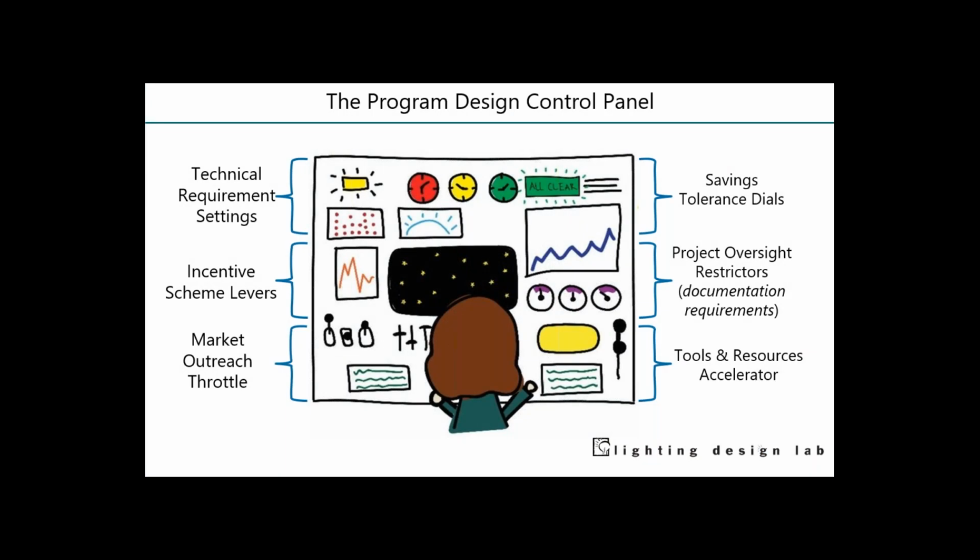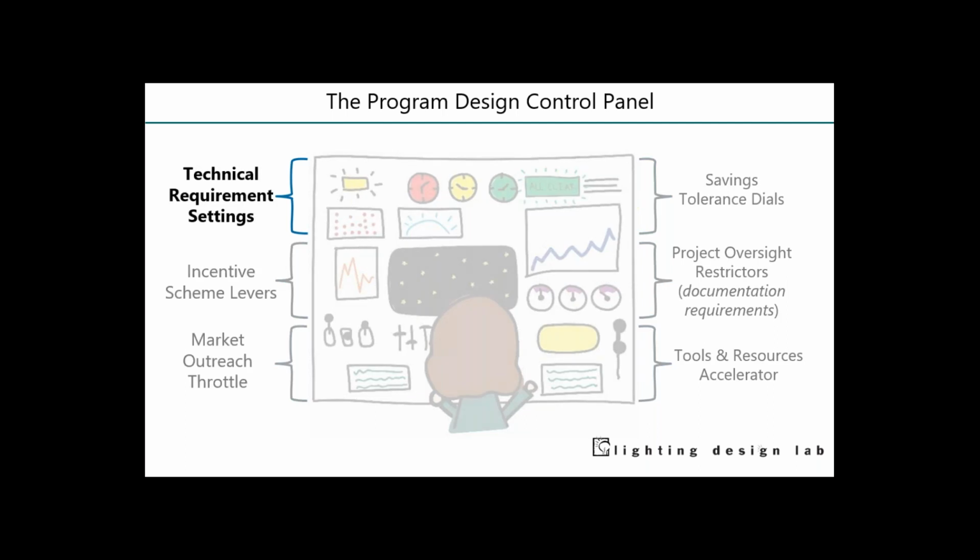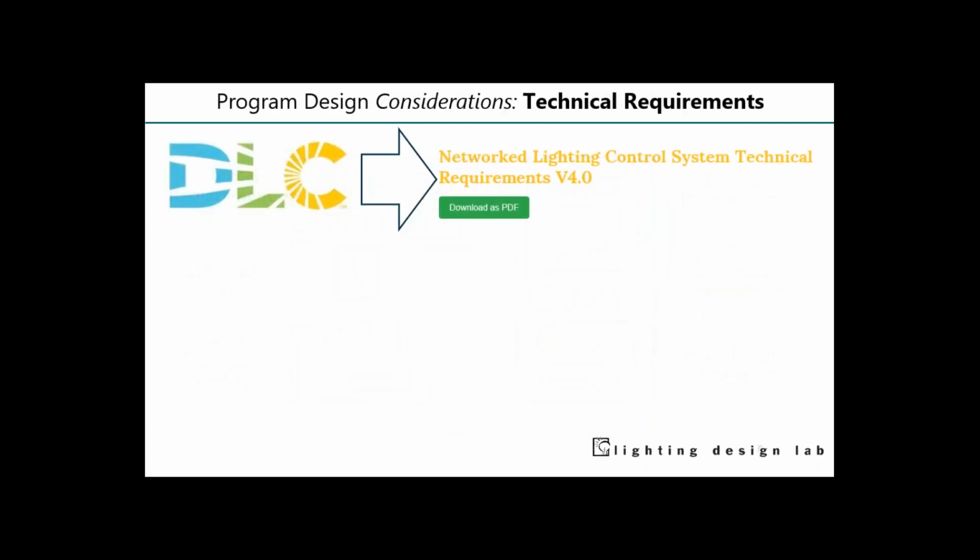So I'm a little bit behind, so I'm going to keep moving forward here. We're shifting into the program design control panel. These are the major sections of the program design control panel. And we're going to start by talking about technical requirements.